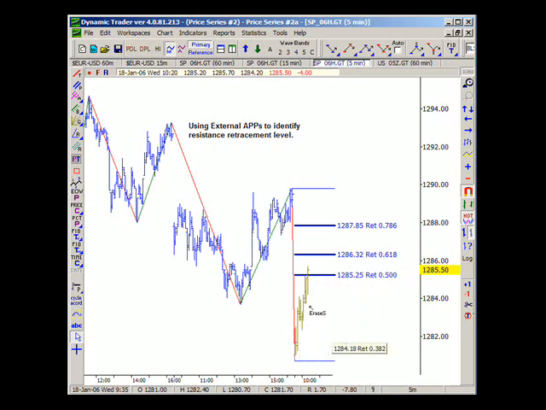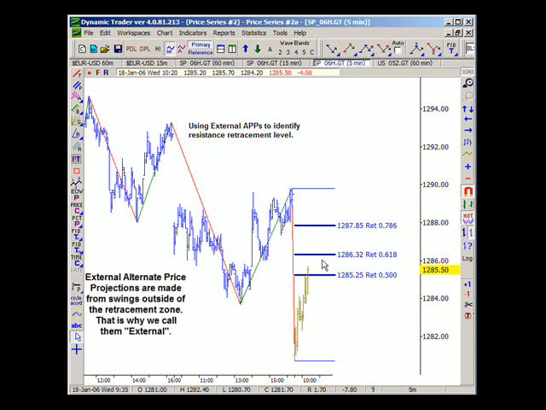Well, the rally up is pretty much straight out, just one or two bar little declines. It hasn't, at least yet, made any nice, well-defined swings to make internal alternate price projections from, and it's already above the 50% retracement. So if we don't have some nice, clean internal swings to make alternate price projections from, where do we make them from? Well, we do what we call external alternate price projections. And we make them from rallies that happened outside of this retracement zone.